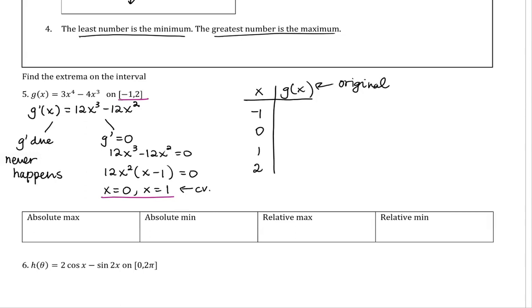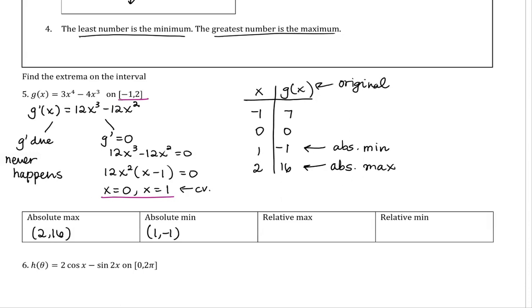And the values that I've gotten out for -1 are 7, for 0 is 0, for 1 is -1, and for 2 is 16. So what I can definitely say is that the greatest number of 16 is the absolute max. So I know we have an absolute maximum happening at the point (2, 16), and the least number of -1 is the absolute minimum. But we need to confirm that with a graph.